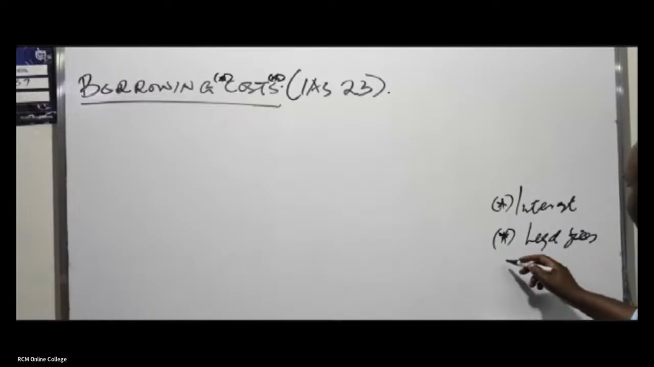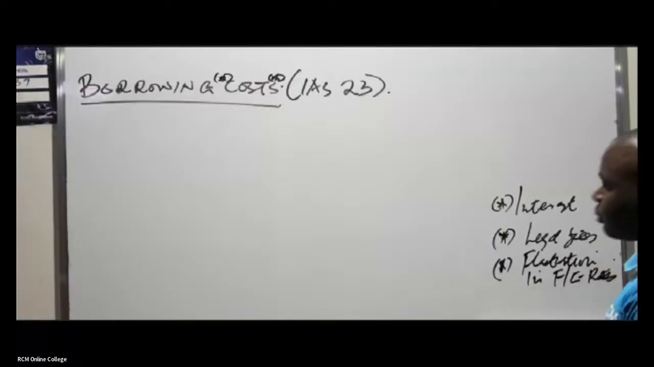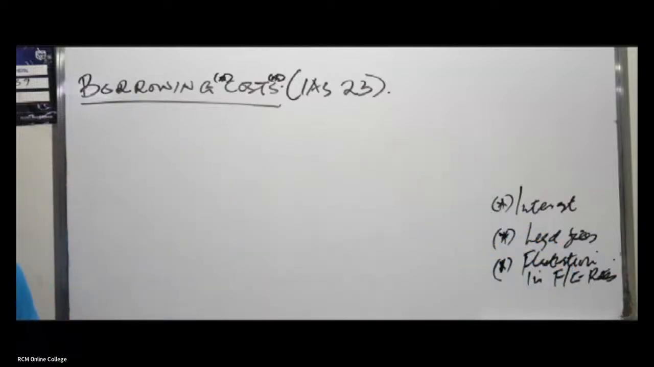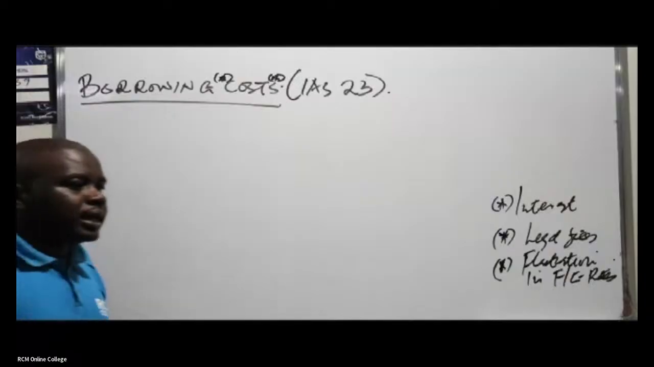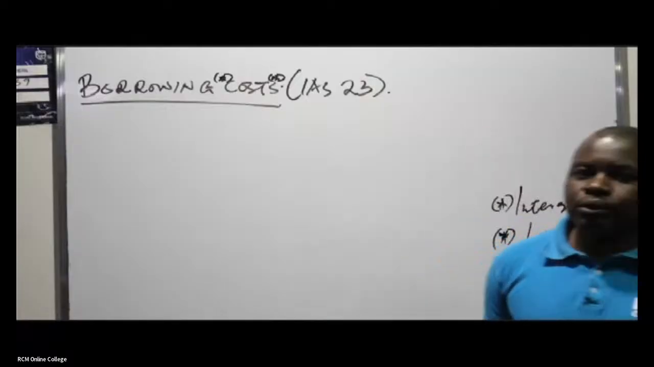Sometimes if you borrow from, for example, a foreign market, your borrowing will likely be affected by fluctuation in foreign exchange rates. For example, if you can recall very well, when this government came into office, they were saying that they were having to repay the Eurobond with a lot of money.